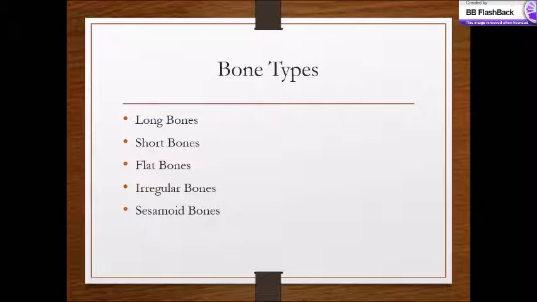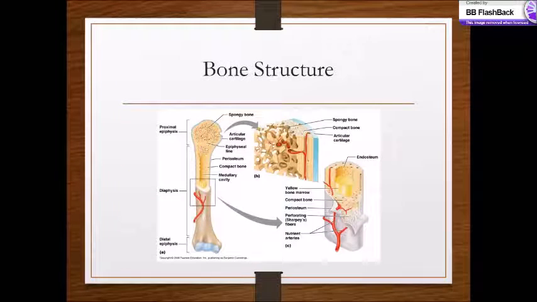Okay, so now we've gone over all the different types and classifications of bones and joints. We're going to go over the actual structure of the bone. Almost all bones are covered with 2 layers of what is called periosteum, which you can see here in this picture, which is right here.